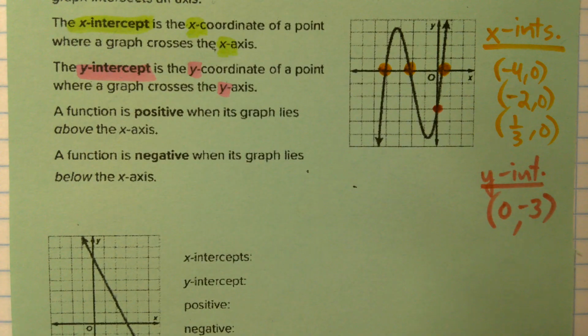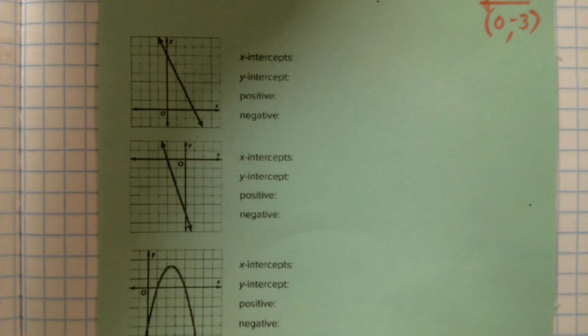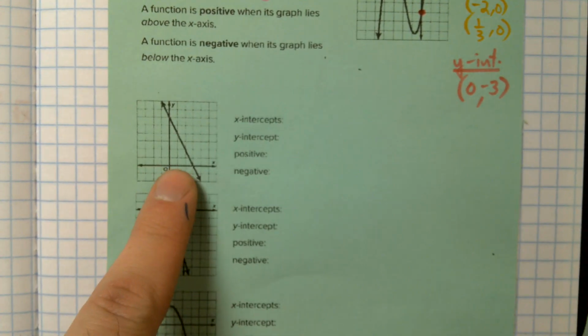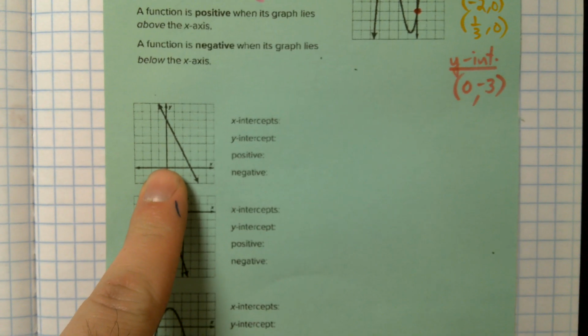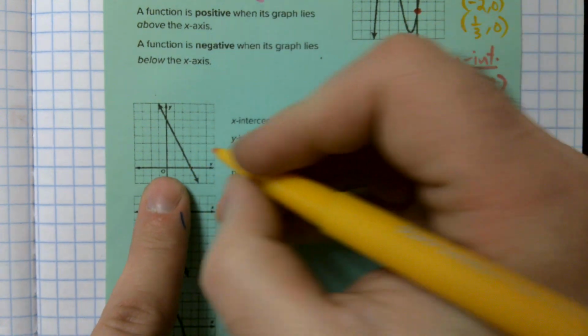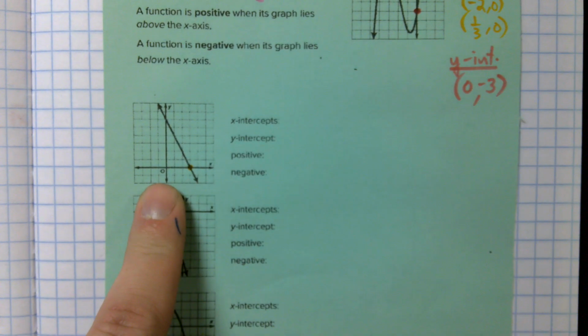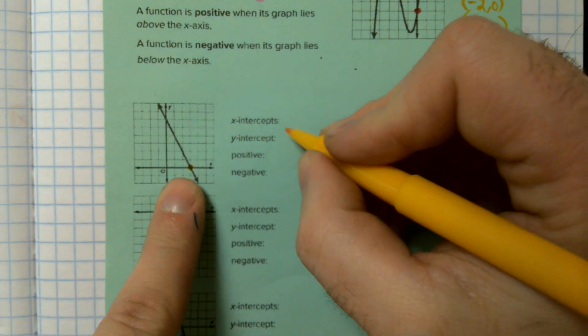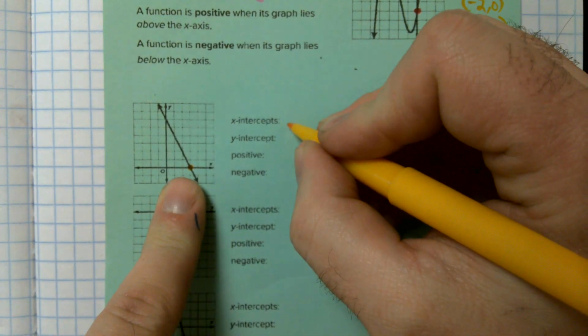Everybody cool on that so far? Yeah, give me a thumbs up. That sounds good to you so far. Okay. Skip this part. Let's go down to this graph right here. Show me on your fingers. How many x-intercepts does this function have? 1. Here's my x-axis. Here's my function crossing it. What are the coordinates of that x-intercept? 3, 0.